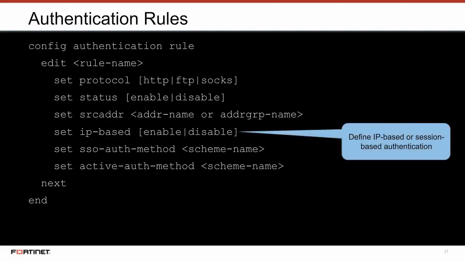An authentication rule defines which scheme is used for active authentication and which scheme is used for passive SSO authentication. Authentication rules are matched from top to bottom, as in the case of firewall policies. The web proxy uses the source IP address and protocol to match the traffic and know which scheme to use. The protocols between the FortiGate and the browser supported for authentication are HTTP, FTP, and SOCKS 5. The rules also define if the authentication will be based on IP address or based on session. The differences between both are described in this lesson.